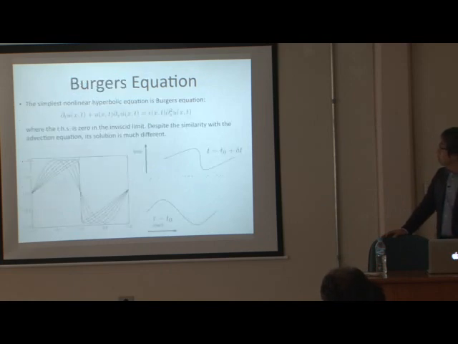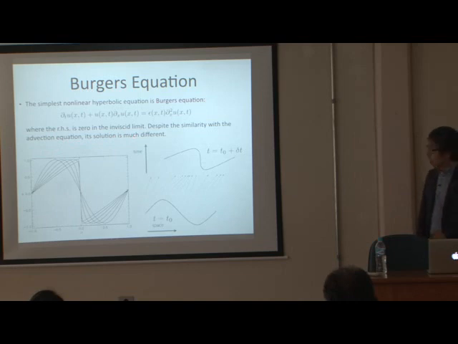Next is the simplest nonlinear hyperbolic equation, Burgers' equation. This is the time derivative of u plus u times the spatial derivative in x of u. The important part is that u is included here, because the right-hand side is 0 in the inviscid limit. Despite the similarity with the advection equation, its solution is very different. Here I have a schematic picture.